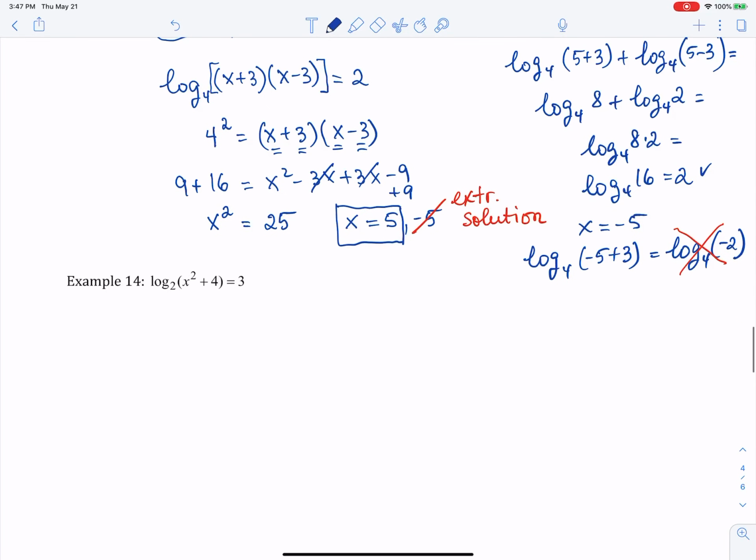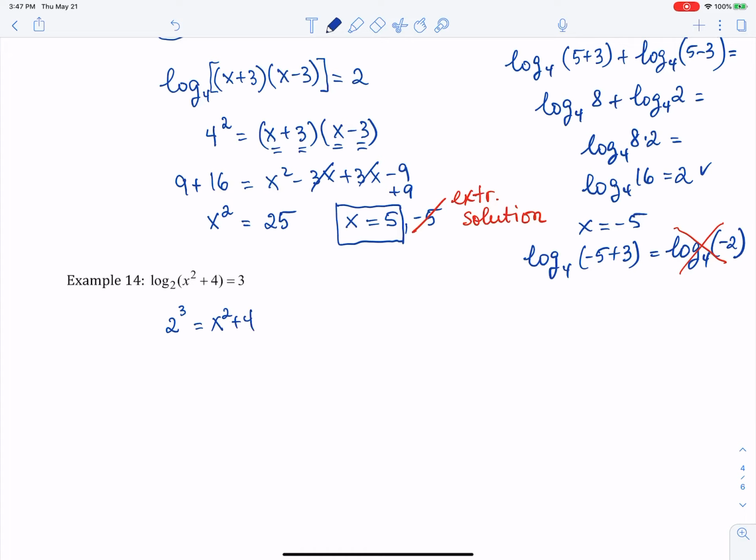Next question. It's been solved for the logarithm already. Notice that this is a single logarithm on this side, so I can apply directly going to exponential form. That's 2 powered by 3 across the equal sign is equal to x squared plus 4.